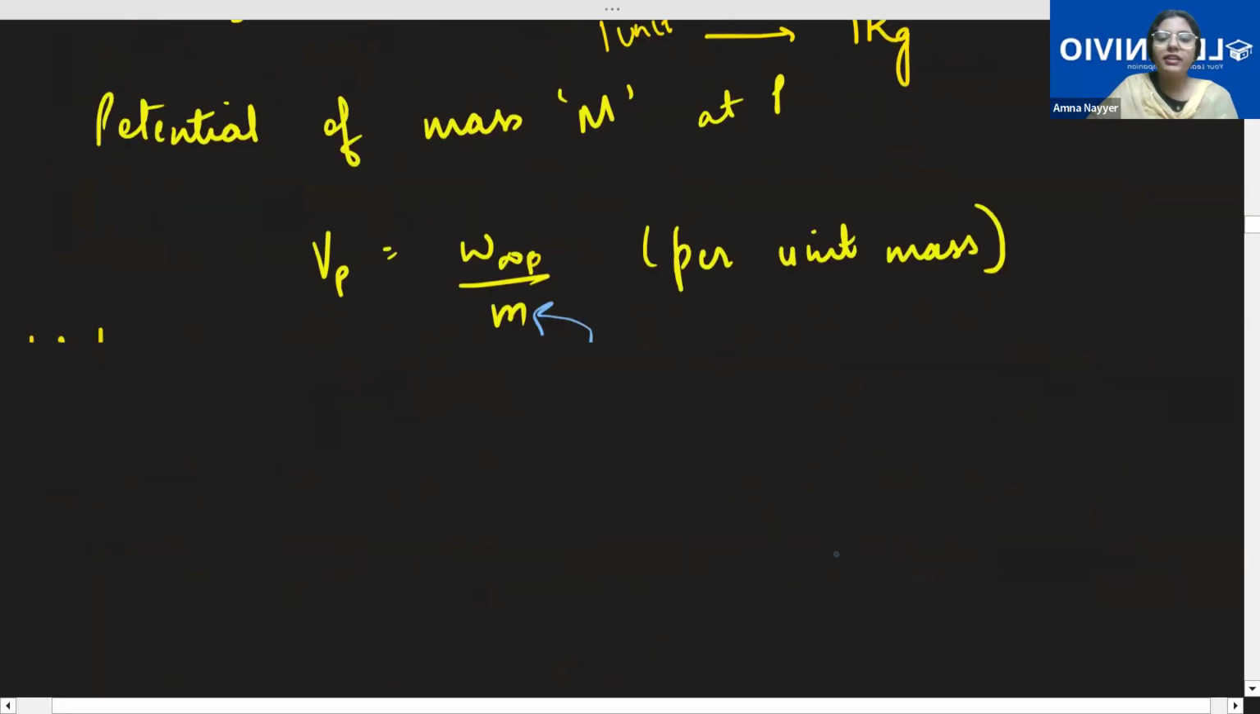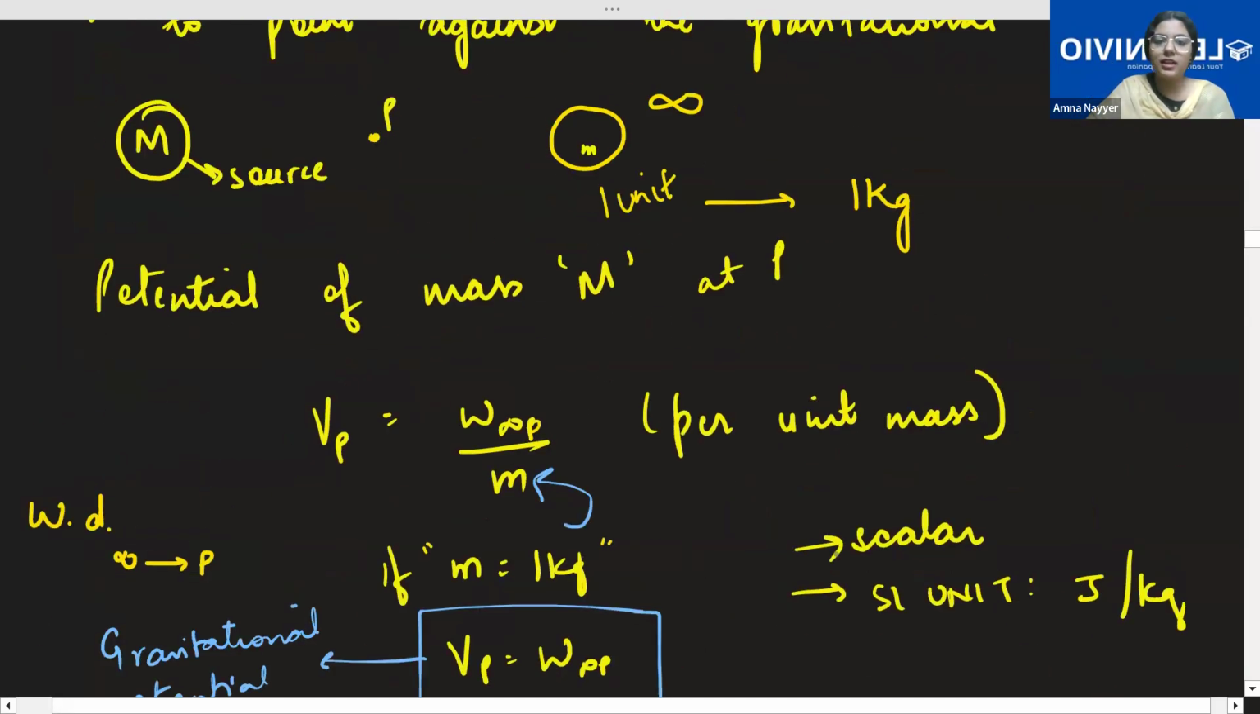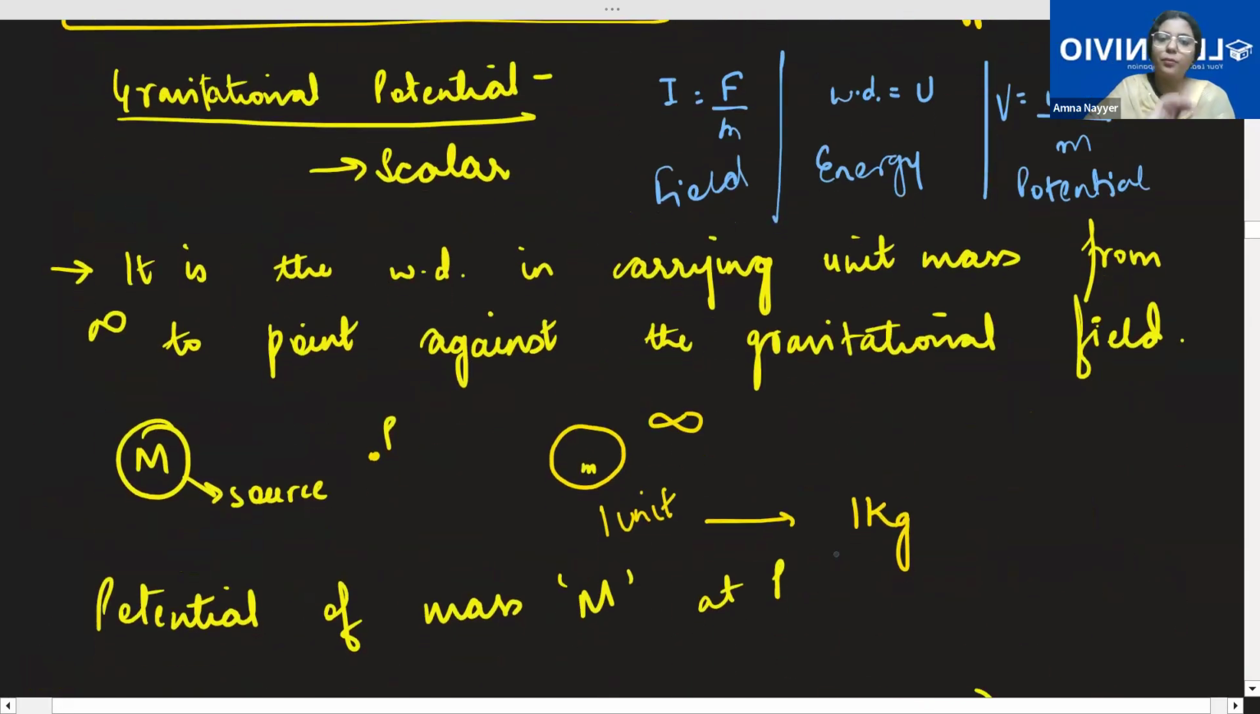Gravitational potential for different objects is different. That I'll discuss. First, copy it till here. Are these 3 differences clear to all? Intensity, energy, and potential. Clear? Yes, ma'am. Others also? Yes, ma'am. Okay, please write it.